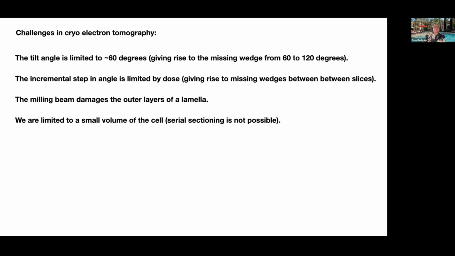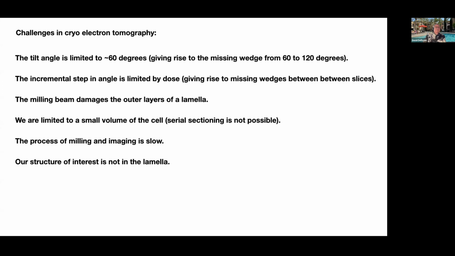Serial sectioning is not possible, as you saw in this sort of cartoon. So you can't see the whole cell. Milling and imaging is slow and can be difficult. And there's always a chance that you will mill somewhere and the structure you're interested in is not near the lamella.